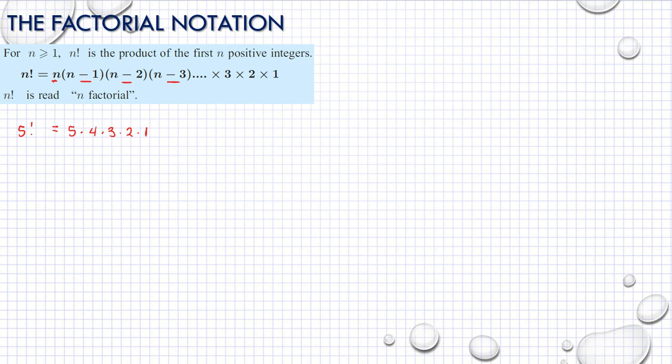Okay, but the general notation for n factorial is this: n factorial is equal to n multiplied by n minus 1 factorial. So I can actually write 5 factorial like this: 5 multiplied by 4 factorial. Or I can write it like this: 5 multiplied by 4 multiplied by 3 factorial. I can do that. Okay?